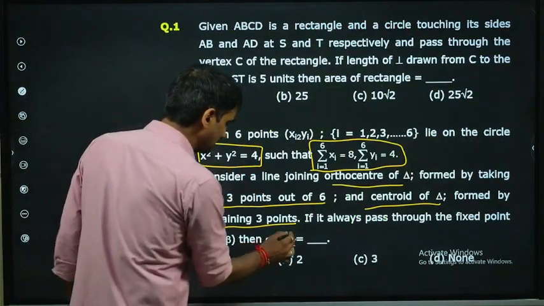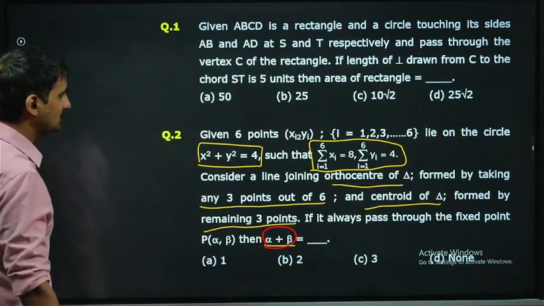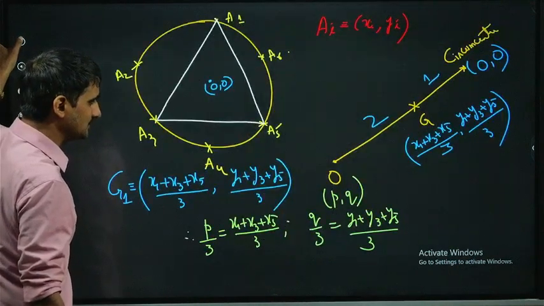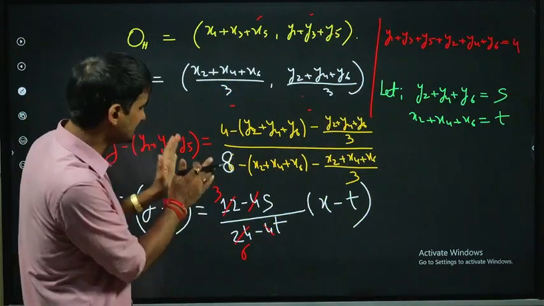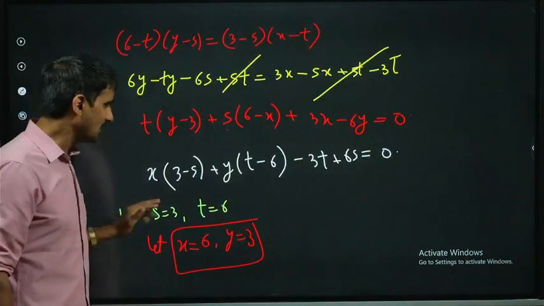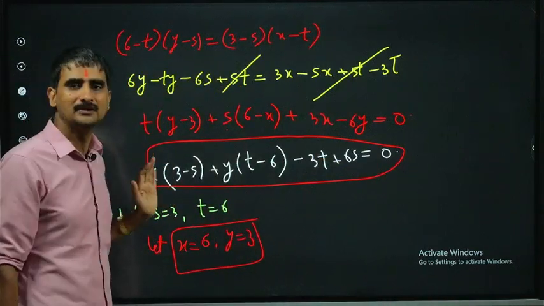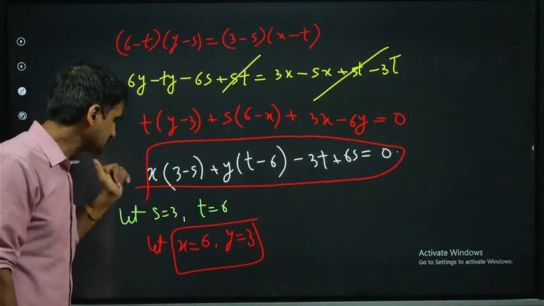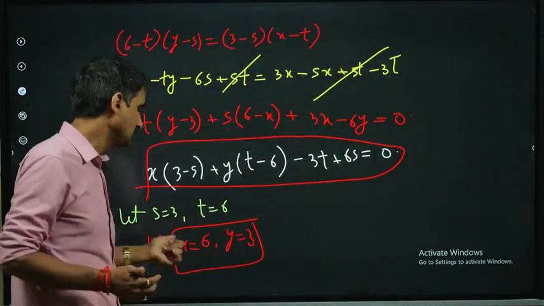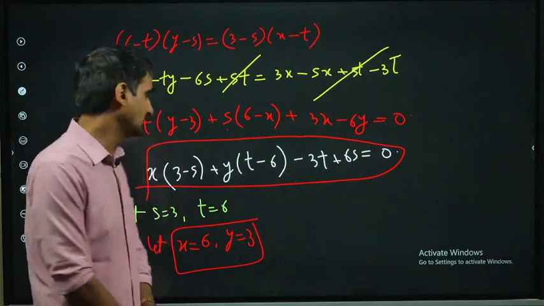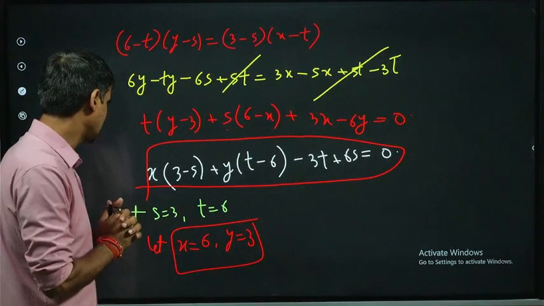So alpha plus beta has to be 9 in that case. You people can check if there is any calculation error or not. I don't think there is a calculation mistake, but you can check, and that's the procedure. This is how we can convert it to this form. But from here we can say that if I replace s and t by 3 and 6, then the fixed point is for sure 6 and 3. So the fixed point is 6 comma 3 here.